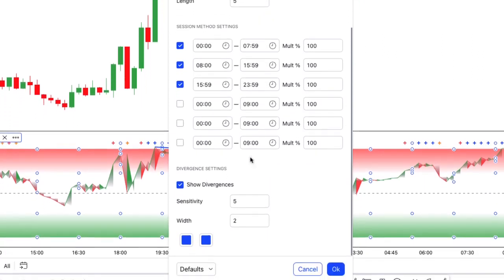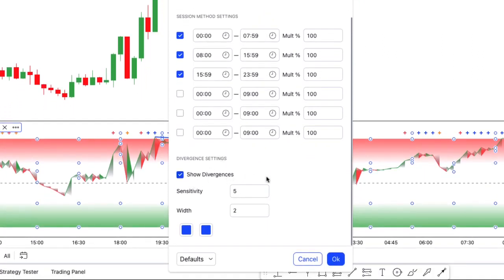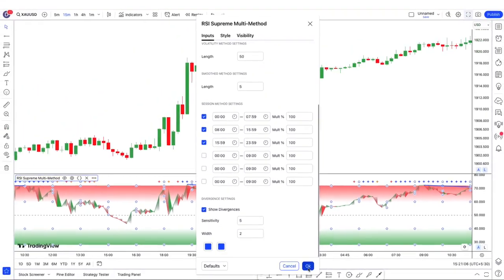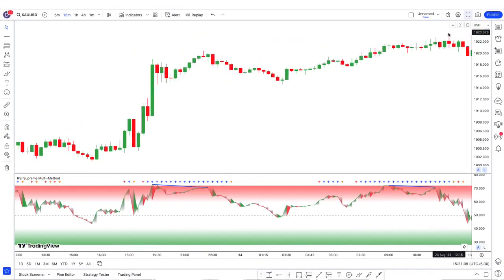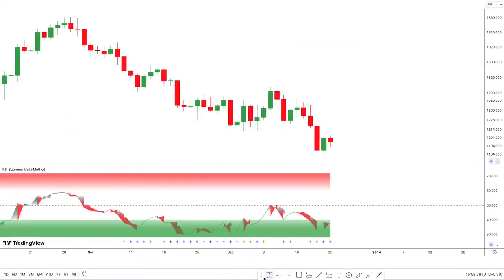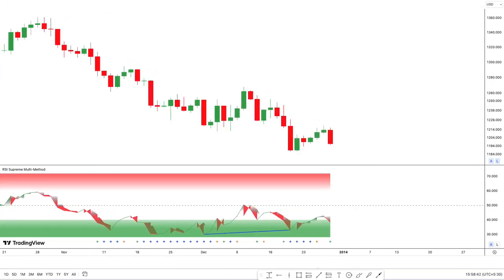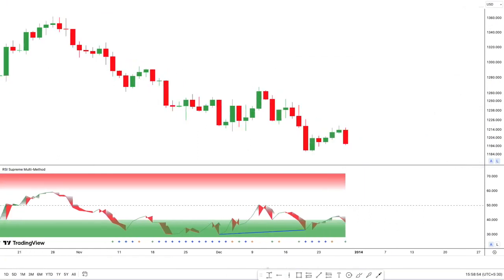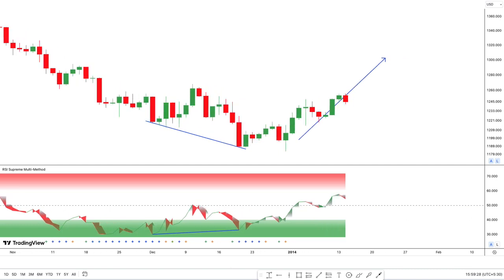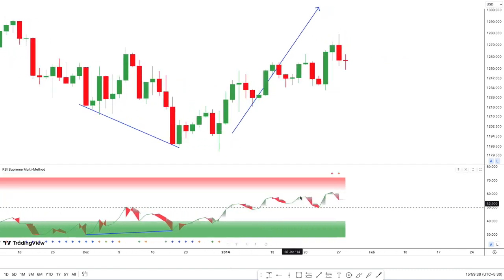Additionally, the Apex multi-method indicator draws divergence on the oscillator, providing an additional layer of RSI analysis. Divergence occurs when the direction of the RSI is different from the direction of price movement, potentially indicating a change in trend. For example, when price makes a lower low but the RSI makes a higher low, the indicator marks it as a bullish divergence. Traders can expect price reversal.